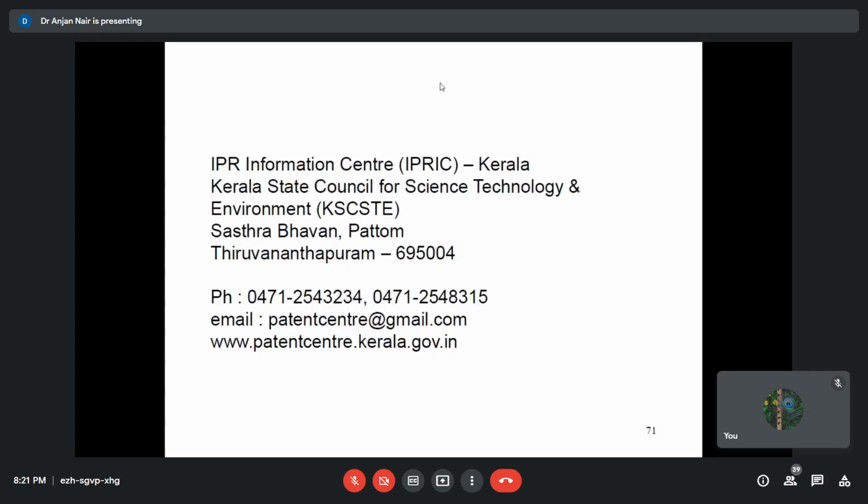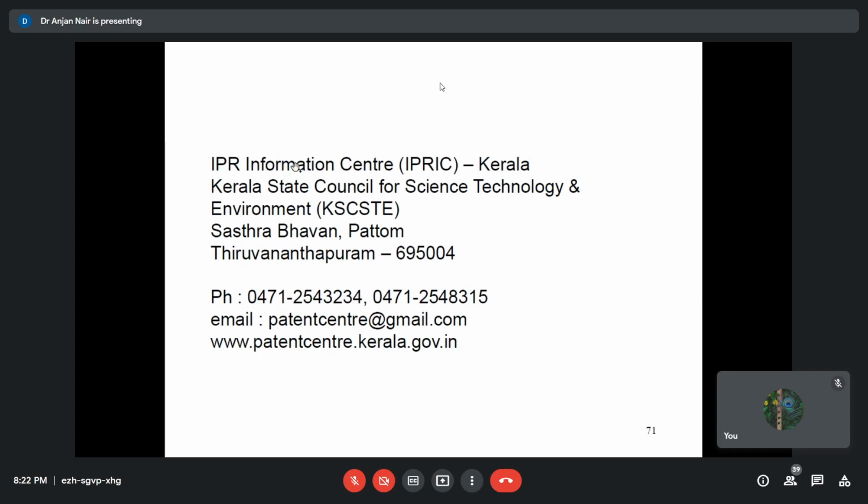For those at CET, we have an IP office located near the hostel office, next to the NSS room. We are the satellite center for the IPR Information Center Kerala, which is located in the Kerala State Council for Science, Technology and Environment, KSCSTE. Their office is in Shastra Bhavan, Pattom, just opposite the Kendriya Vidyalaya Pattom school. On the first floor, you have the IPR center.